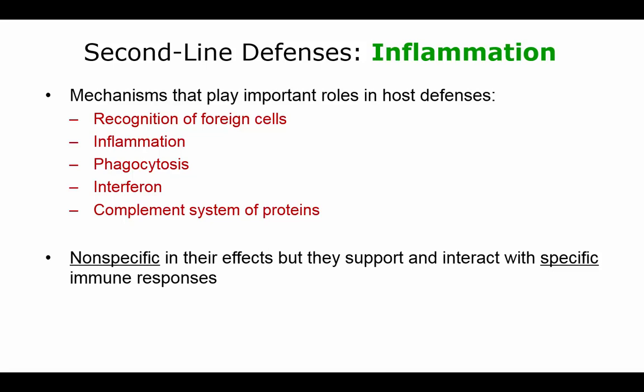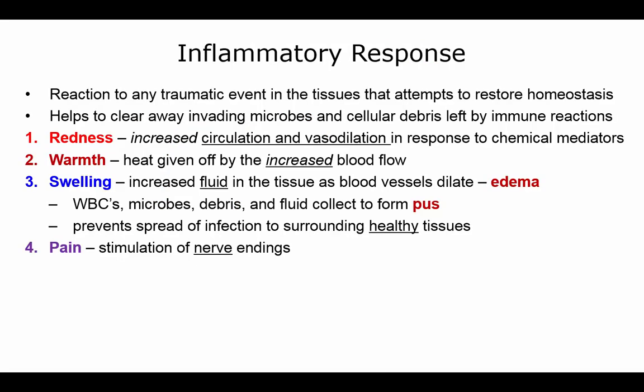specific immune responses. So the inflammatory response, this is how you react to a traumatic event in your tissues to clear away any of the invading microbes and cellular debris that are left. You're going to have redness because of increased circulation and vasodilation. You're going to have warmth because the increased blood flow is going to create heat. You're going to have swelling because you've got more fluid in the tissue because the blood vessels dilated.